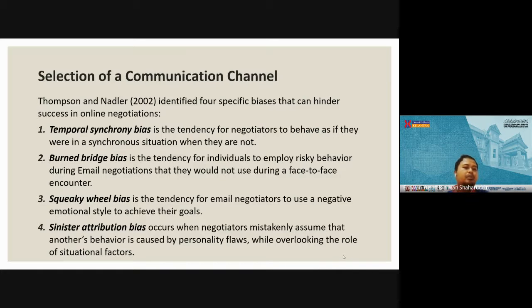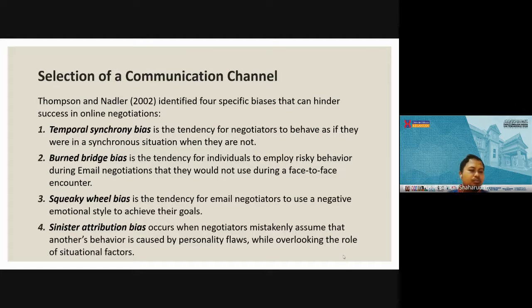Number one, temporal synchrony bias, whereby you have the tendency for negotiators to behave as if they were in a synchronous situation when they are not. So temporal synchrony bias indicates that you are negotiating online. Actually, you are not facing them. Maybe you are facing them like this on screen, but there is actually nobody literally in front of you. But then you are acting as if there is someone in front of you.